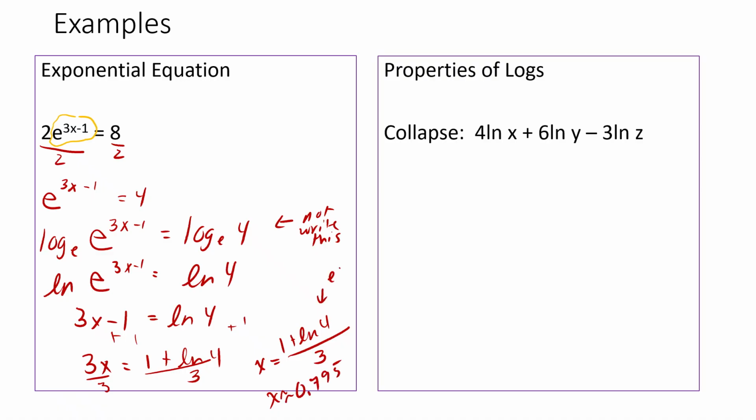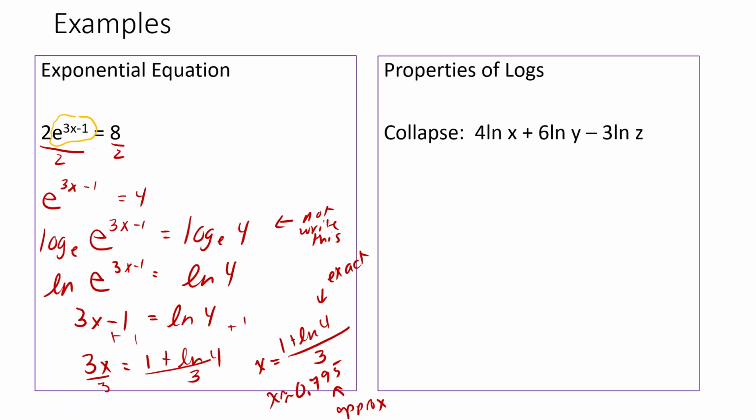And of course, this is the exact. That makes mathematicians happy. This is an approximate. That makes scientists and engineers happy. So there you go. But nothing about that was different. We're just dealing with a natural log.